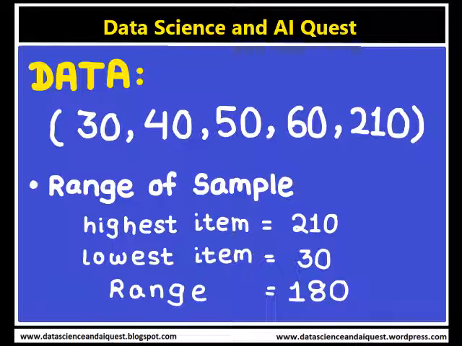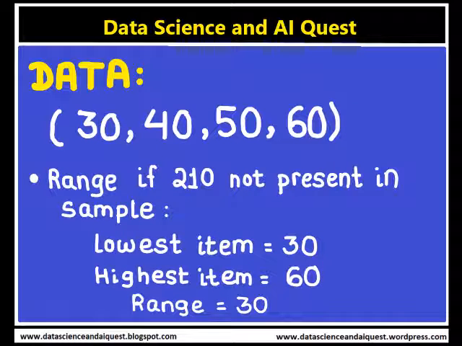Here we can see that the lowest data item is 30 and the highest data item is 210. So the range is 210 minus 30, that is 180. The second activity is to calculate the range if the value 210 is not present in the data set.